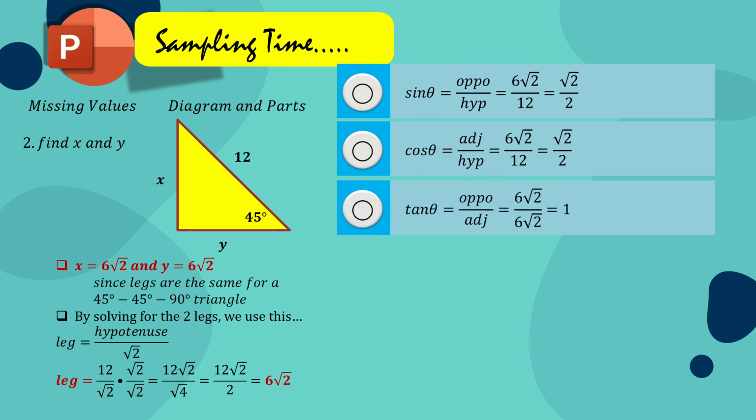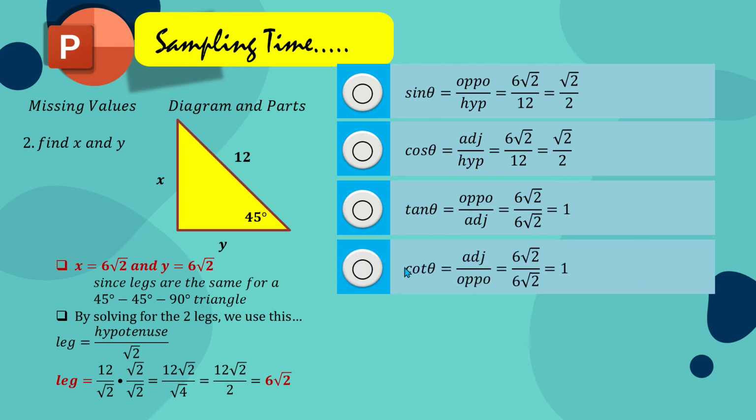Tangent function. Tangent is opposite over adjacent. The opposite of the reference angle of 45 is x over adjacent y. So opposite over adjacent, so x over y, both are 6 square root of 2 over 6 square root of 2. Correct? So since the numerator and denominator are the same, therefore it is equivalent to 1. While the cotangent function, the cotangent is adjacent y over opposite x. So y over x. So 6 square root of 2 over 6 square root of 2. Since they have the same values, right, x and y. So still, cotangent is 1.